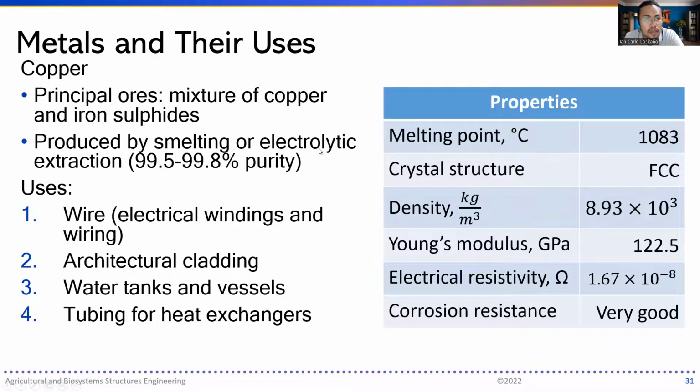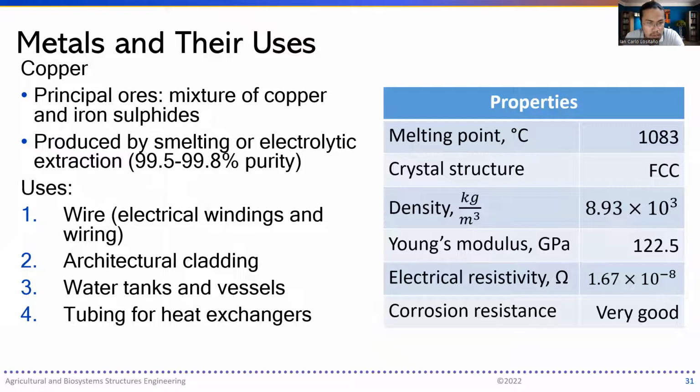That is very good. Copper, principal ores of copper. This is a mixture of copper and iron sulfides, and it is produced by smelting or electrolytic extraction, and you achieve 99.5 to 99.8% purity. You have the properties presented here, and on the right, the uses are for wires. Actually, this is the cheapest material to be used in wires. Gold is actually the best conductor, but it's very costly, while copper is cheap and readily available.